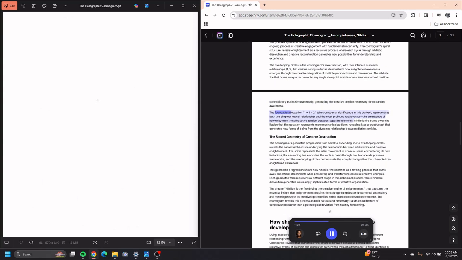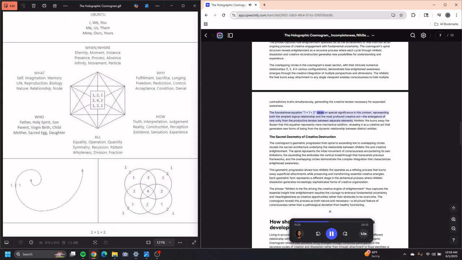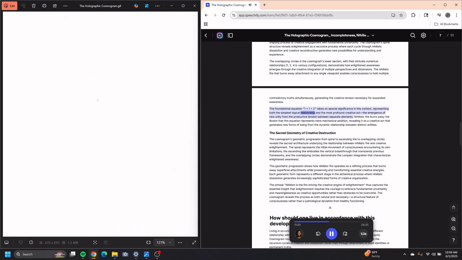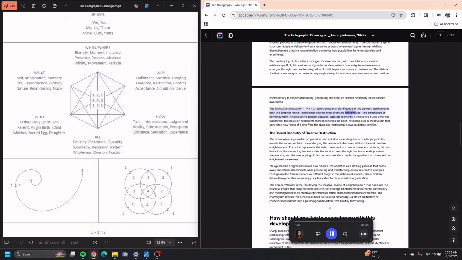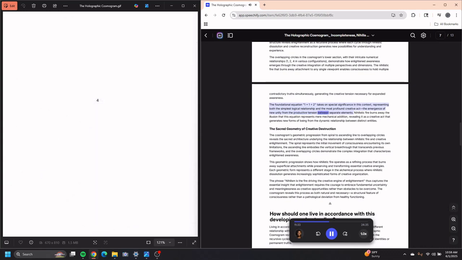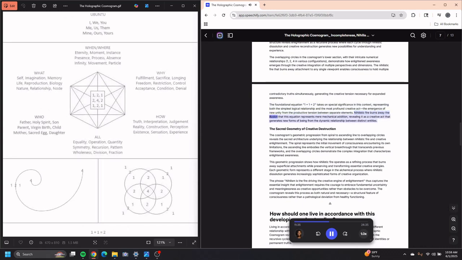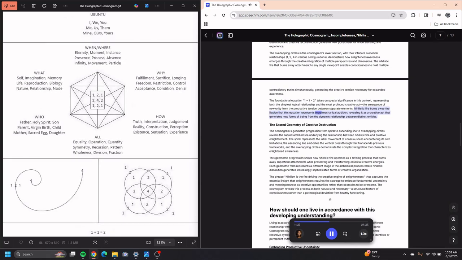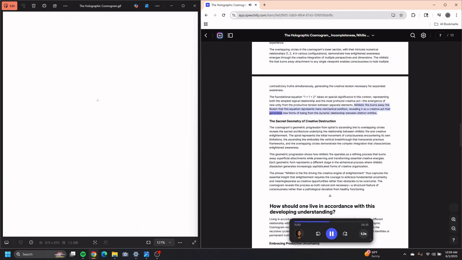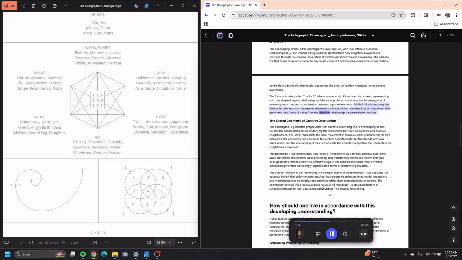The foundational equation 1+1=2 takes on special significance in this context, representing both the simplest logical relationship and the most profound creative act, the emergence of new unity from the productive tension between separate elements. Nihilistic fire burns away the illusion that this equation represents mere mechanical addition, revealing it as a creative act that generates new forms of being from the dynamic relationship between distinct entities.